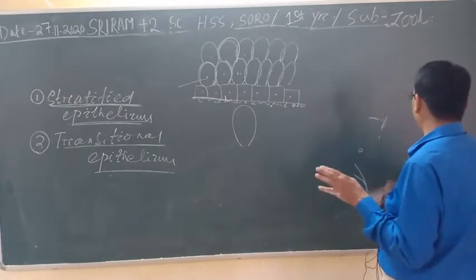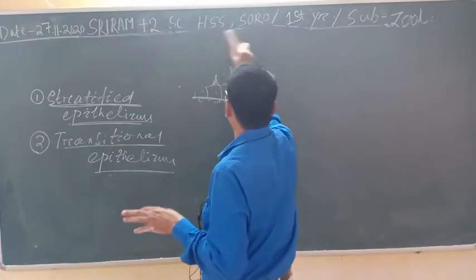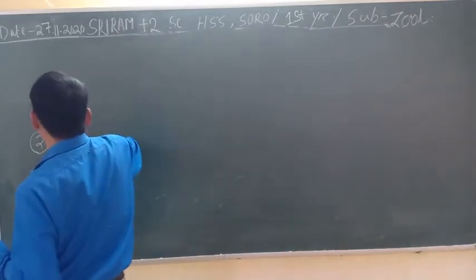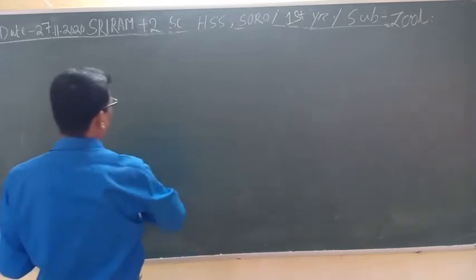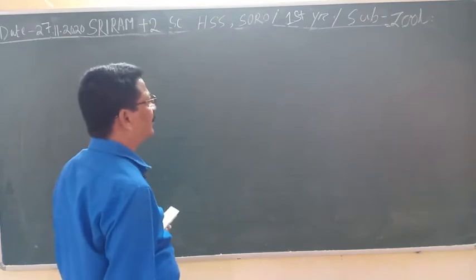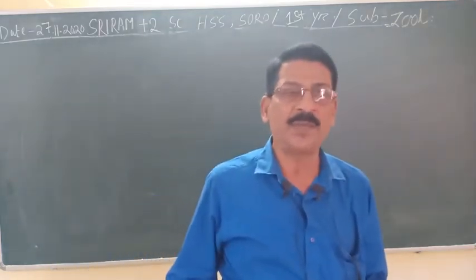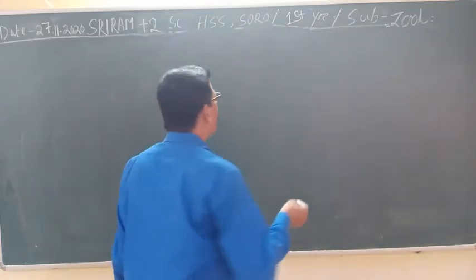Then you come to the connective tissue. Then you come to the tissue which is present in the largest amount in our body. Someone may ask you a question: which tissue is present in maximum amount in your body? That is the connective tissue.